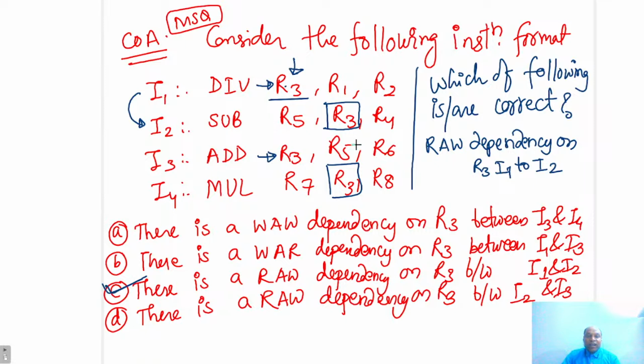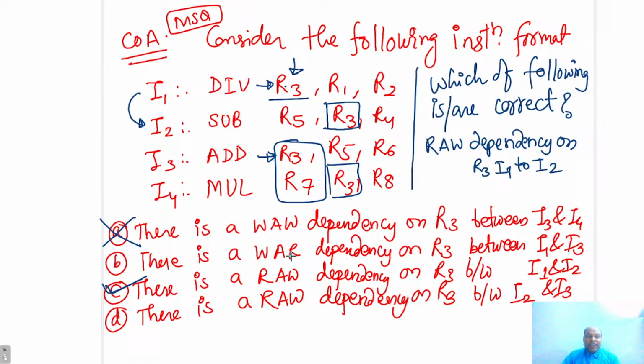Yes, this one is correct. Now, next for R5 is the same thing, I2 to I3. Okay, read after write, but for R5. So, no need to worry about R5. Now, again, there is a read after write dependency from I1 to I4. So, now WAW dependency on R3 between I3 and I4, can it be there? No, this particular option is wrong.